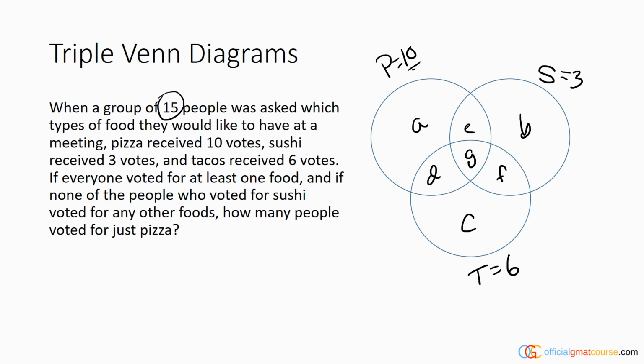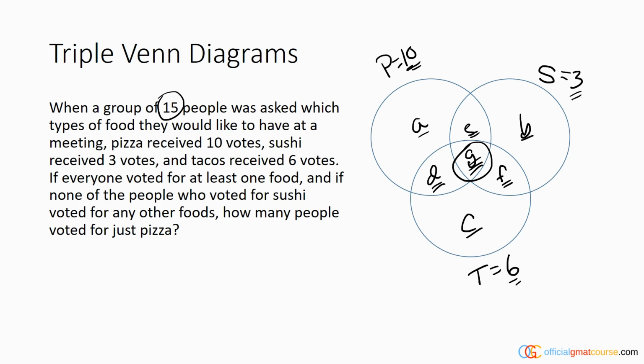And so that 10 really represents the sum of A, D, E, and G. This sushi really represents E, B, G, F rather, and G. And this 6 here represents C, D, G, and F. And if you notice, I underlined each of these once as I was going through and counting it. And the G gets underlined 3 times because it's in the center. It's counted for all 3. But those are people, and those people should have only been counted once.